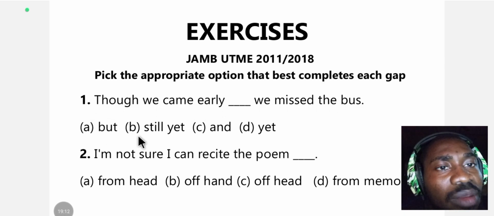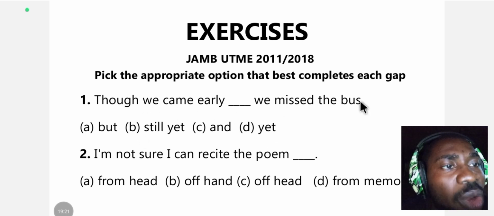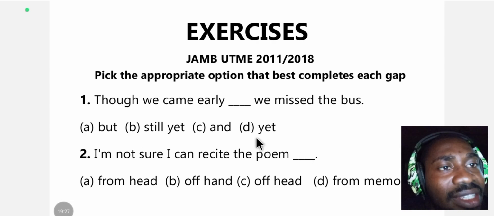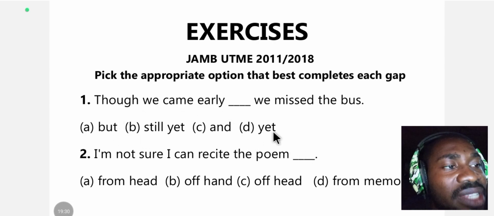A. But. B. But yet. C. And. D. Yet. What's your answer? Though we came early, dash we missed the bus. You answered right. The correct option is D. Yet. Though we came early, yet we missed the bus.